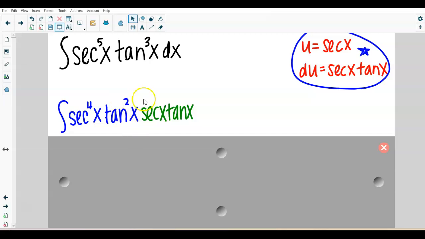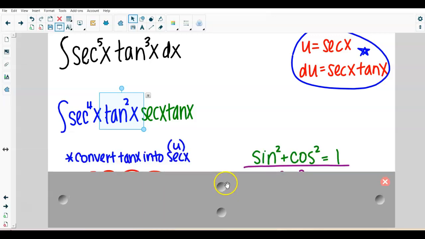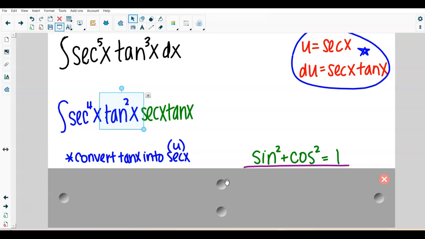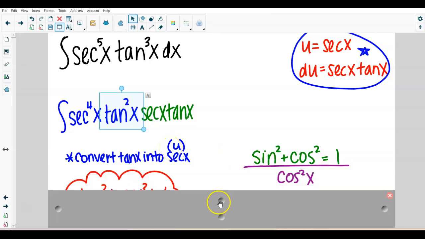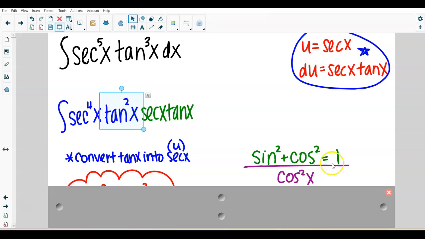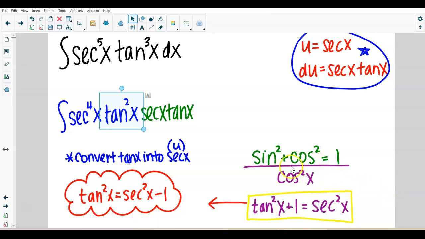Now I also want to do this because tangent squared, as we saw on the previous screen, is part of a trig identity. We use that idea that if we could convert this into some sort of secant, which is our u, then we could replace tangent squared out of it. And so that's where if we take our sine squared plus cosine squared equals 1 and we divide it by cosine squared, sine divided by cosine gets tangent, cosine over cosine is 1, and 1 over cosine will get secant. So we can rearrange this formula so that our tangent squared is equal to secant squared minus 1.